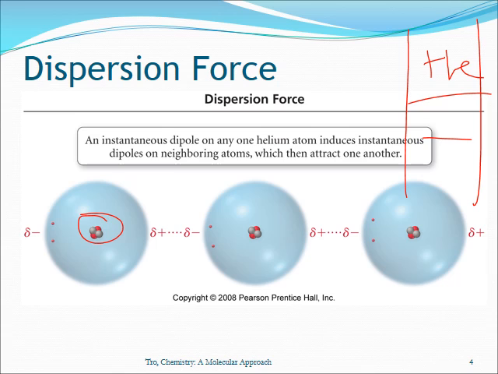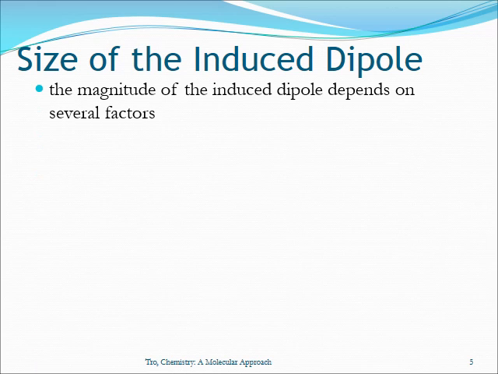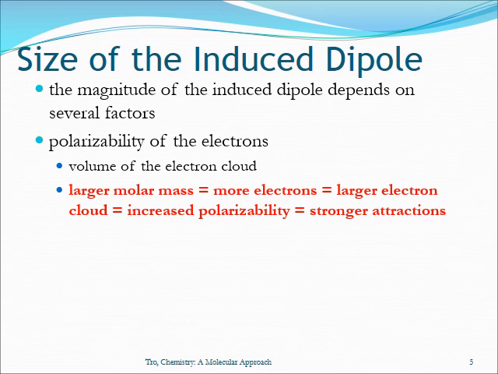And even though they don't have a dipole, an induced dipole can happen for just an instant. It's not very long, just this instant. And this is just a quick little attraction that can happen between the helium atoms. Maybe you have some in a balloon or something. The size of that depends on a lot of things, and it says the volume of the electron cloud.